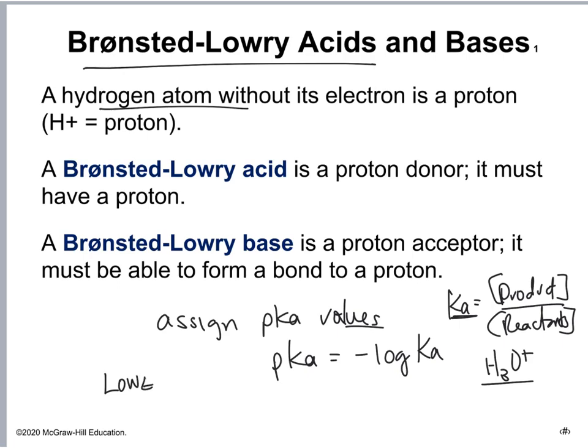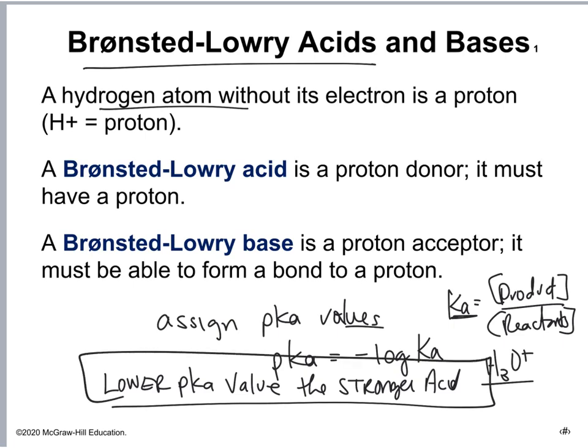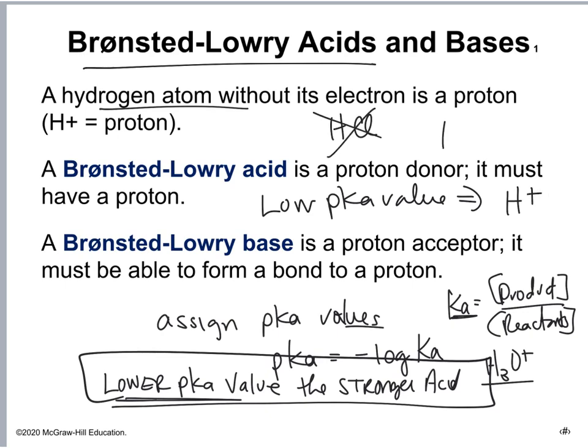What you need to know is the lower your pKa value, the stronger the acid. Okay, so the lower the pKa value, the stronger the acid. So if you have a low pKa value, that means that molecule wants to give away an H plus. So like HCl, it's not going to be HCl. It's going to be H plus and Cl minus. Okay, because an acid wants to give up a proton. And the base is a proton acceptor.